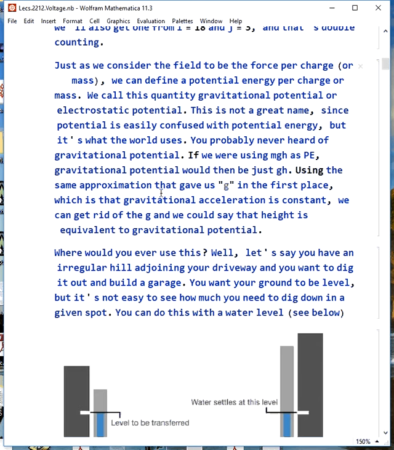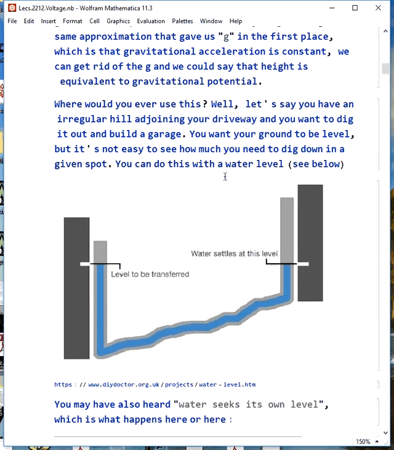Now, you probably didn't actually look at gravitational potential in Physics 1. It's pretty common not to. If we were using mgh as our potential energy, gravitational potential would just be gh. It's the potential energy divided by the mass. If we use the same approximation that gave us g in the first place, and that is g is constant, we could get rid of the g and we could say that height is essentially the same thing as gravitational potential. Now, where would we ever use this?